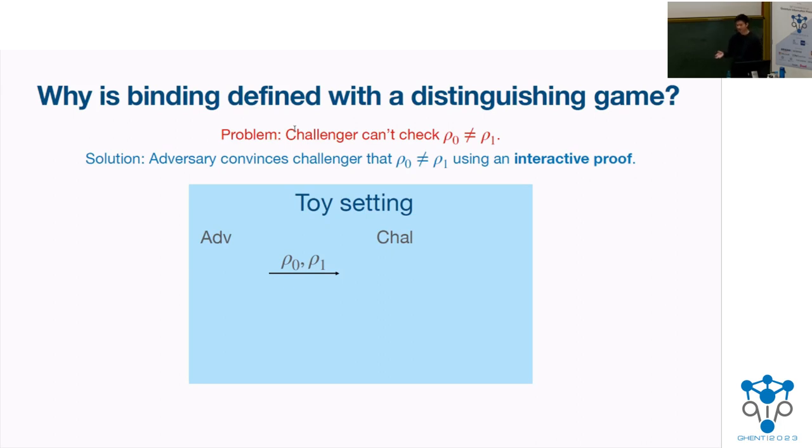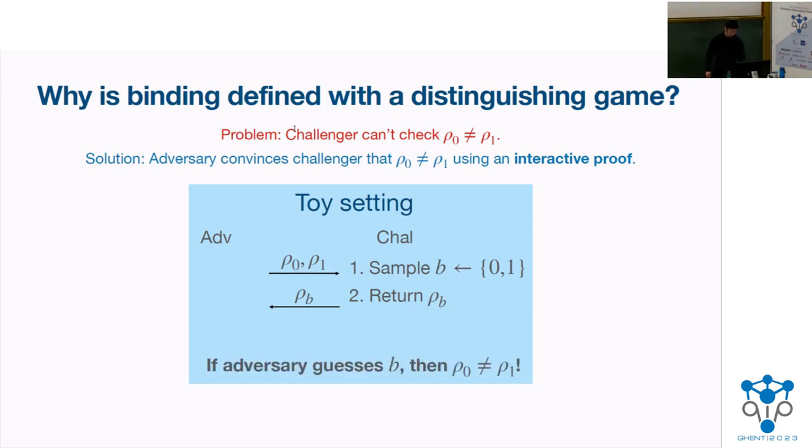Let me just give you a taste of how a distinguishing game comes out of a notion of binding. An adversary wants to convince a challenger that two states are different. What does the challenger do? The challenger randomly returns one of the two states, and if the adversary is able to guess which state they received, then the challenger can be sure that indeed the two underlying states were different. And this idea is actually reminiscent of the famous GMW protocol.